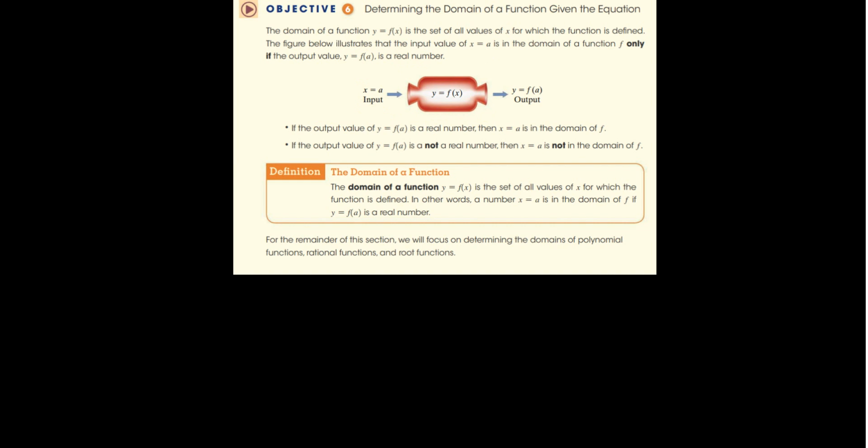So without trying to confuse you too much more, let's jump straight to a definition. The domain of a function y equal to f of x is the set of all values of x for which the function is defined. In other words, a number x equal to a is in the domain of f if y equal to f of a is a real number. Again, what that's saying is what I'm allowed to put into the function.